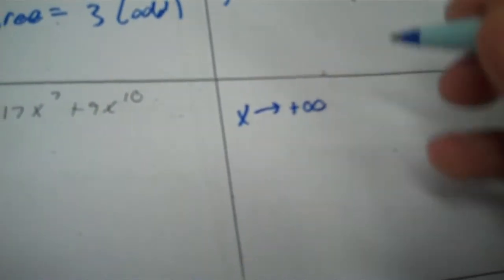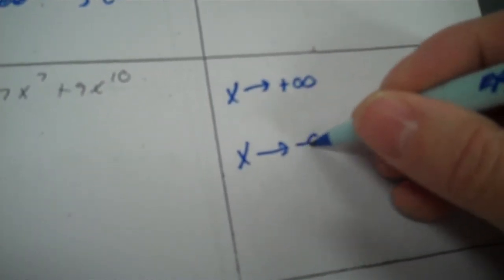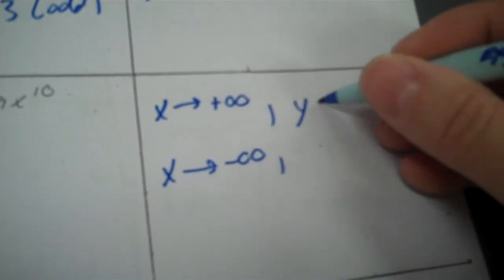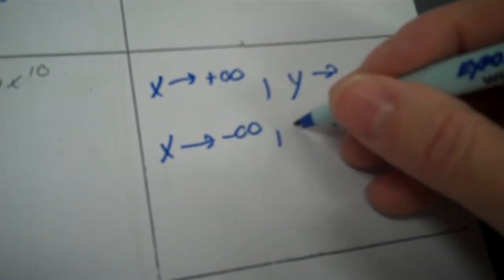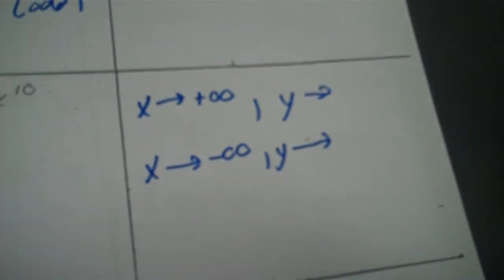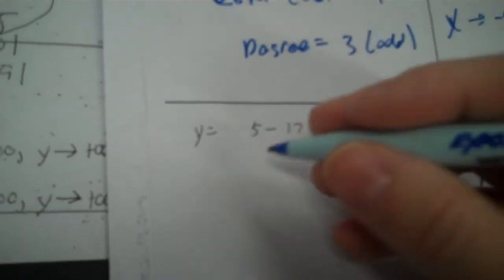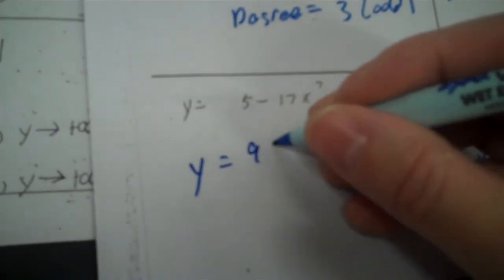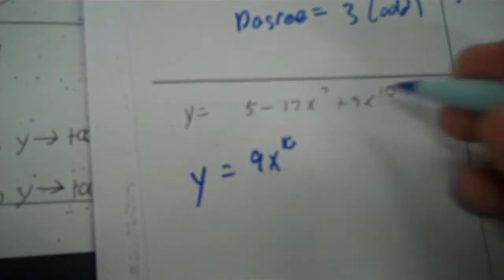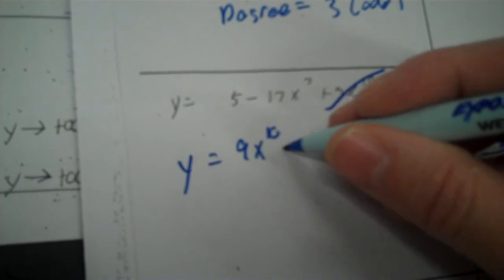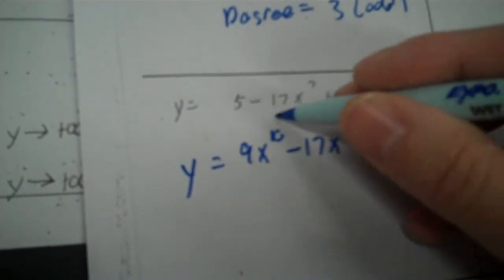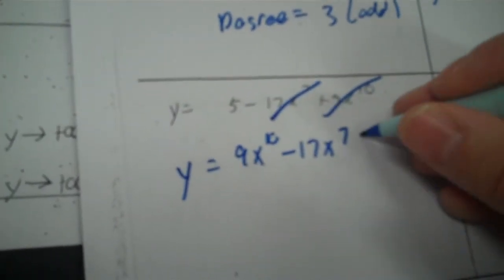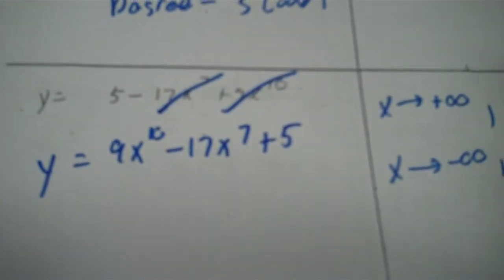Okay, x approaches positive infinity, x approaches negative infinity. What does y approach as that happens from each side? That's how it's expressed. Okay, rewrite that. 9x to the 10th is your highest. Then the next highest power is to the 7th. Then I have no more powers, just the constant of 5.